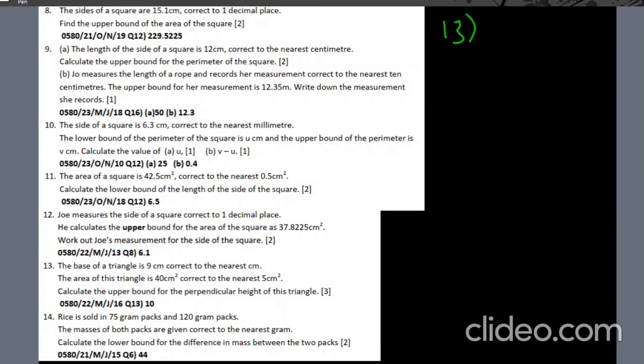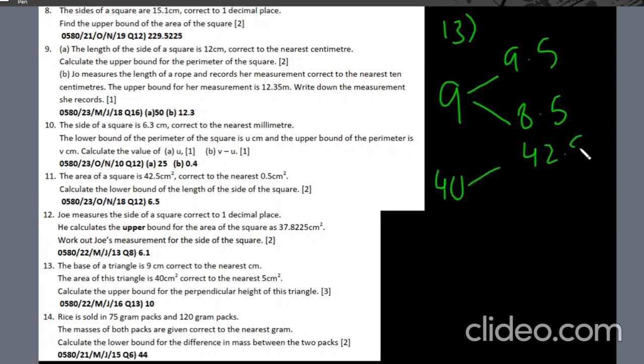Question 13. The base of a rectangle is 9 centimeter, correct to the nearest centimeter. So the upper bound will be 9.5 and the lower bound 8.5. The area of the triangle is 40 centimeter square, correct to the nearest 5 centimeter square. So the upper bound will be 42.5 and the lower bound 37.5. Calculate the upper bound for the perpendicular height.